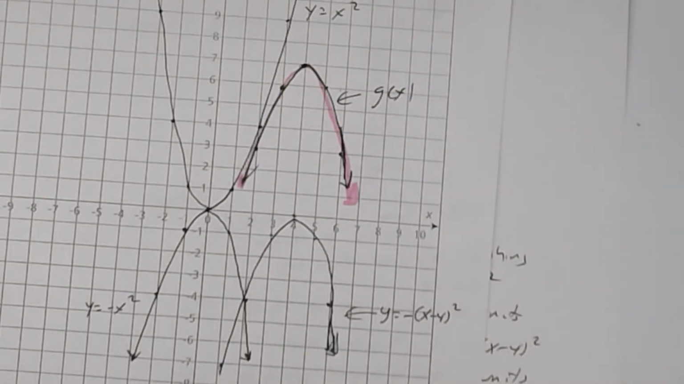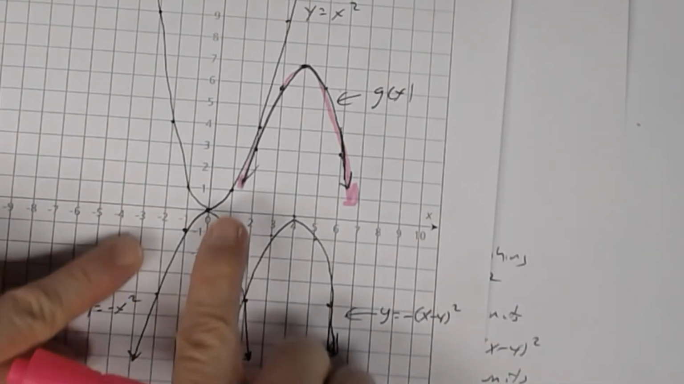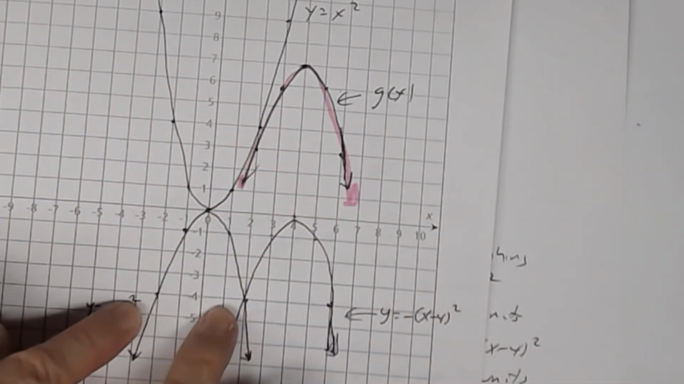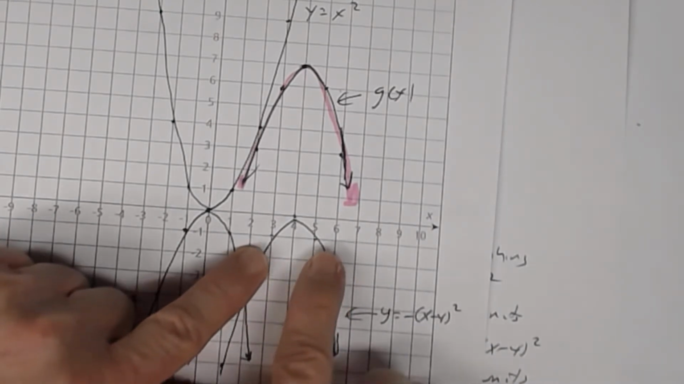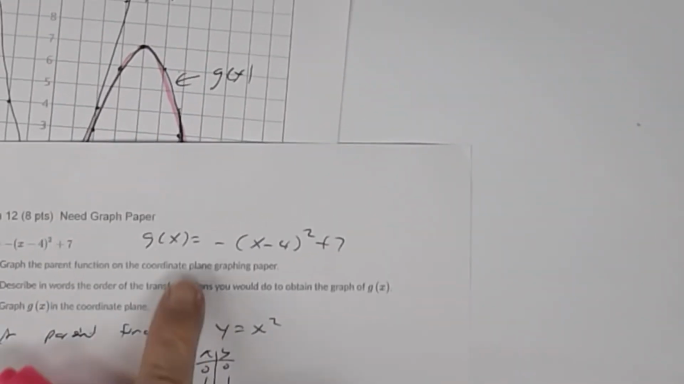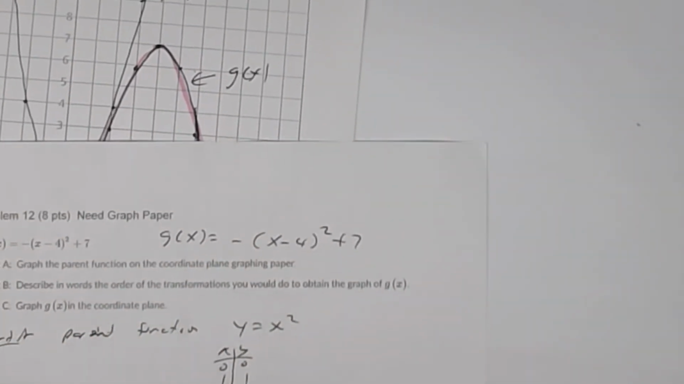Okay? All right, that's g of x. Notice I did the reflection. So I took the parent function, I reflected about the x-axis, then I shifted to the right 4 units, and then I shifted it up 7 units. And that's what this part right here says. Okay? All right, so that was number 12.